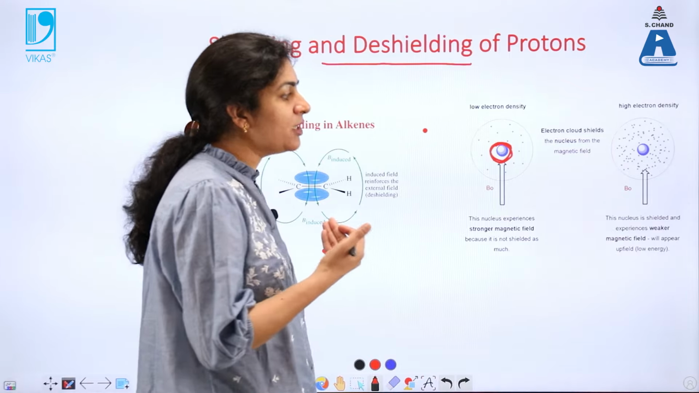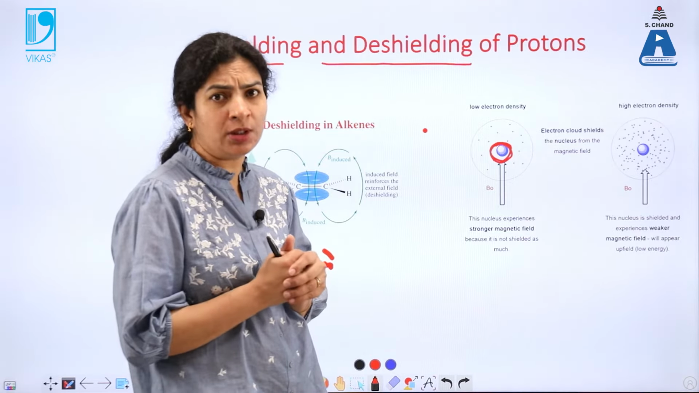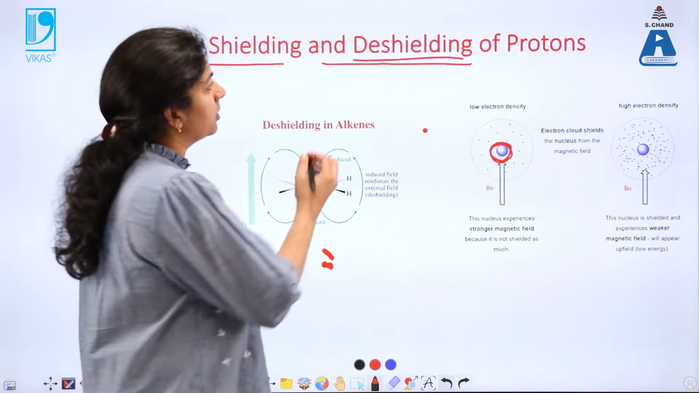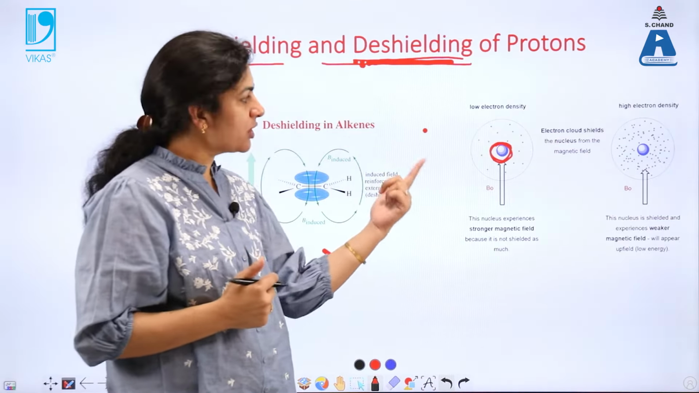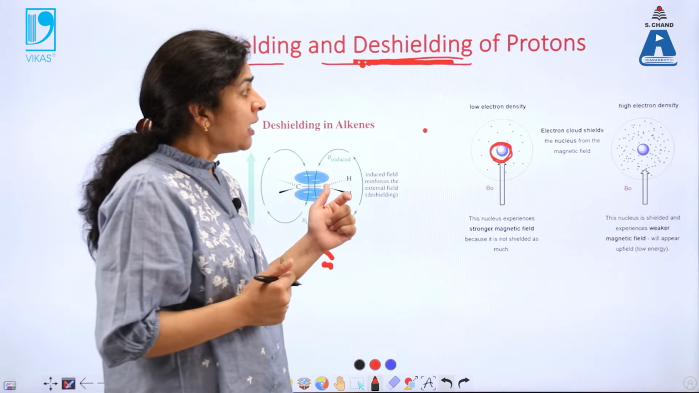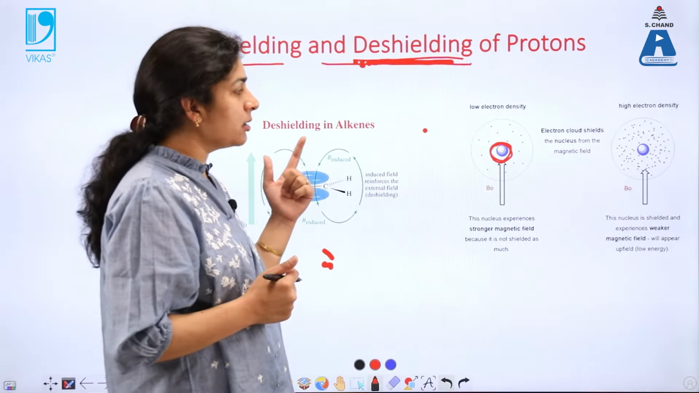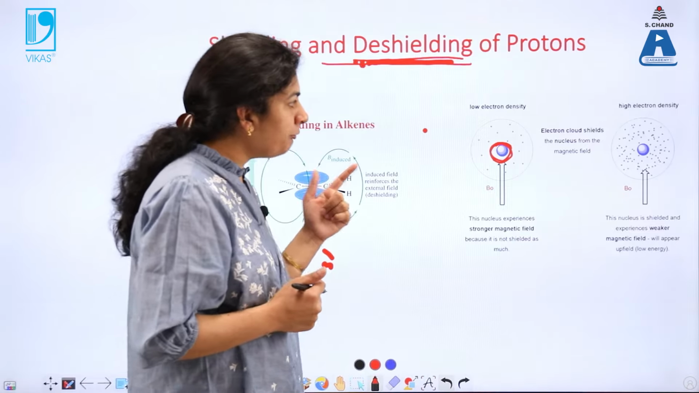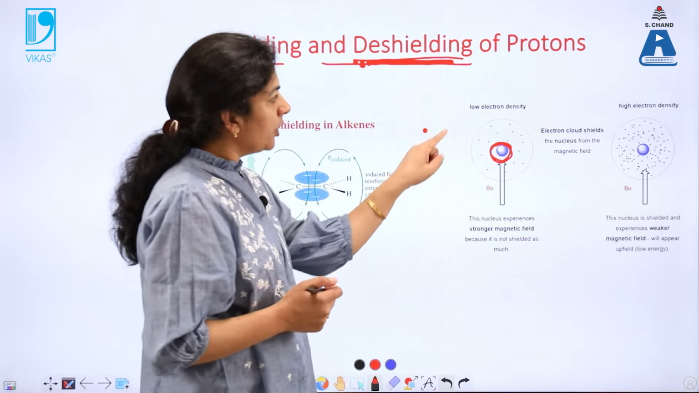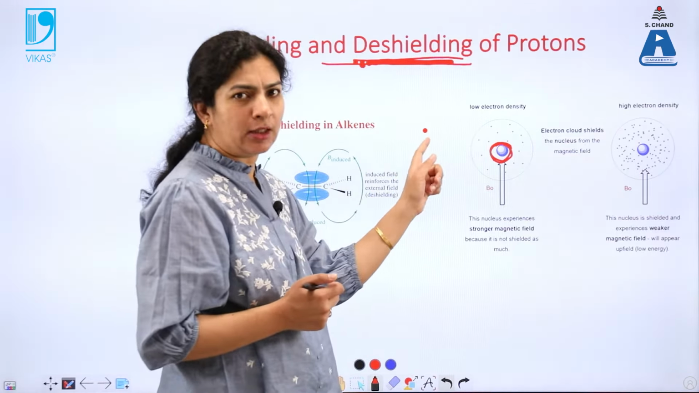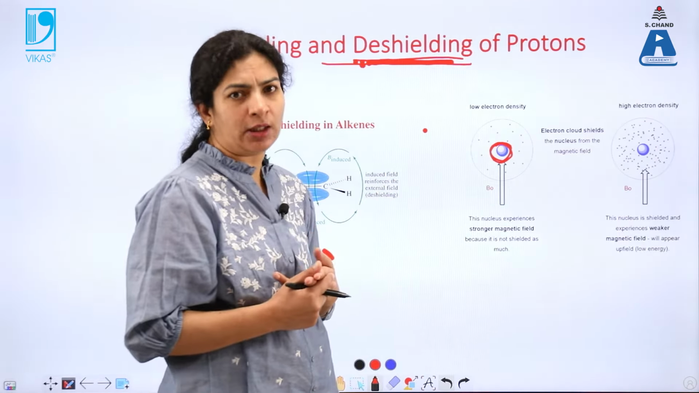So this phenomenon is called shielding, and this is due to the circulation of the surrounding electrons which are present over here. Now there is a closely associated term called deshielding. Just now we have understood that the electrons which are present in the surrounding generate their own magnetic field, and this field shields the strength of the external magnetic field which is experienced by the nucleus. Now there are two cases. This is known as induced magnetic field. The field which is generated by the circulation of these electrons is called induced magnetic field.